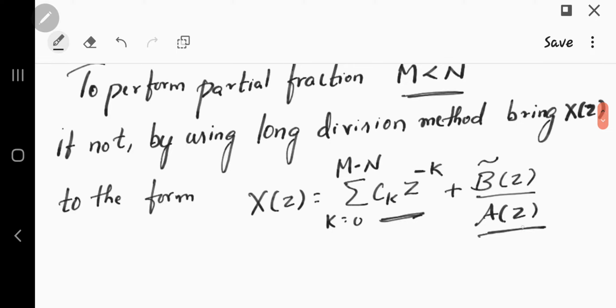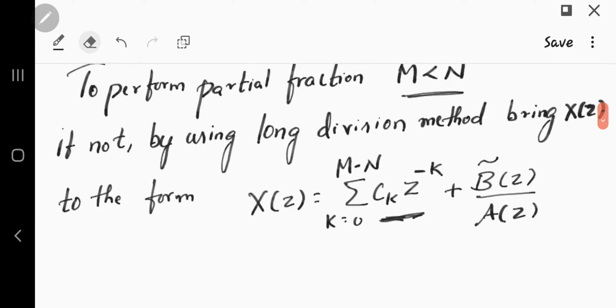Now you have to perform long division till the power of the numerator becomes less than the denominator, or in other words, your divisor power should be greater than the remainder power. When the remainder power becomes less than the divisor power, there you will stop the long division process, and we take the quotient and place it here, plus the remainder will be written as b bar of z, that will be the new numerator, and this a of z will be the divisor.